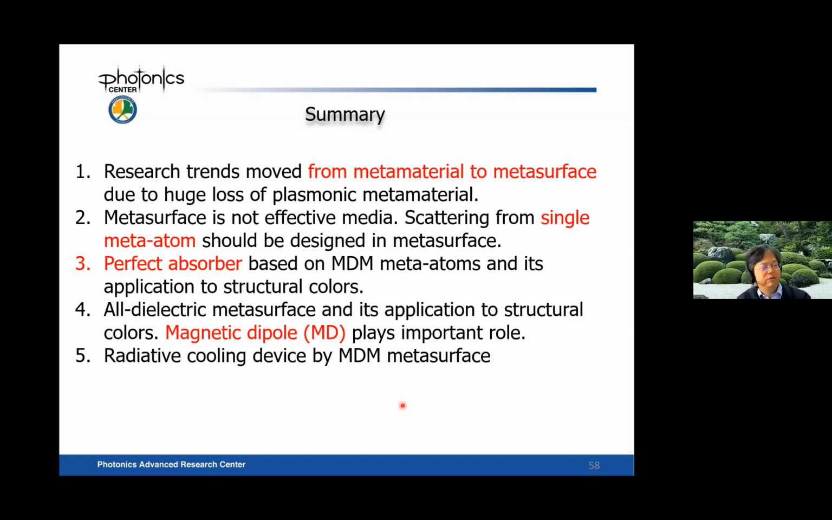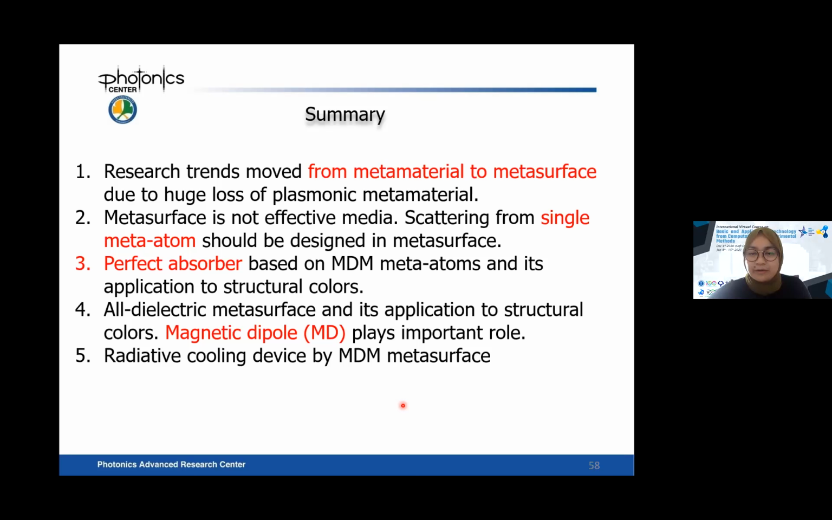Yeah, it's a difficult question. Unfortunately, we don't have a big application in metamaterial. Anyway, we don't have a big application in metamaterials. It's a problem of the metamaterial community. One of the applications is structured colors, as shown today.